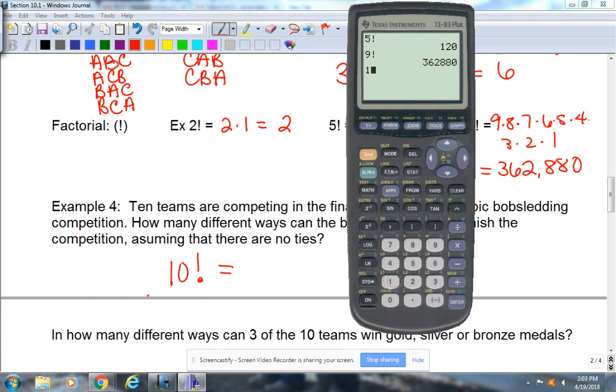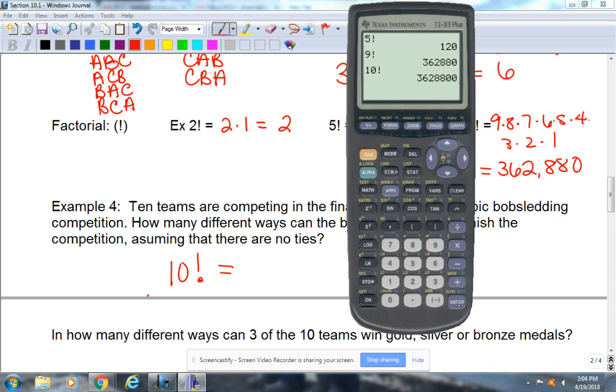So you hit the number, and then Math, PRB, number 4. If you hit the left arrow button, it'll go backwards. So that's less punching if you hit the left arrow button instead of the right one. And hit 4 so that you have 10 exclamation point in your calculator. Hit enter.